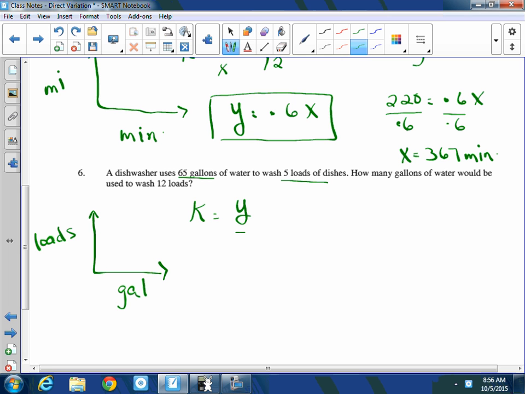Okay. So then let's look for our k. Y divided by x. Okay, so 65 gallons would be what? My x or my y? My x. So that goes at the bottom. And then which means 5 goes at the top. So what's 5 divided by 65? We can do 0.08. It's just a lot easier, okay? All right, so what's the equation? Y equals 0.08x.